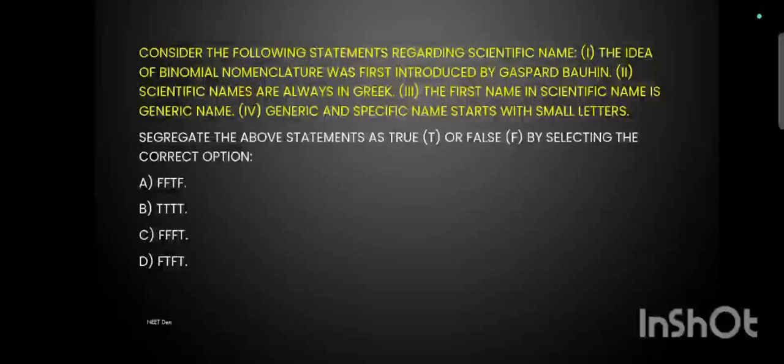Question: consider the following statements regarding scientific name. Considering these statements, we have to segregate the above statements as true or false by selecting the correct option. So what are the statements? Statement 1. The idea of binomial nomenclature was first introduced by Gaspard Bauhin. Statement 2. Scientific names are always in Greek. Statement 3. The first name in scientific name is generic name. Statement 4. Generic and specific names start with small letter.